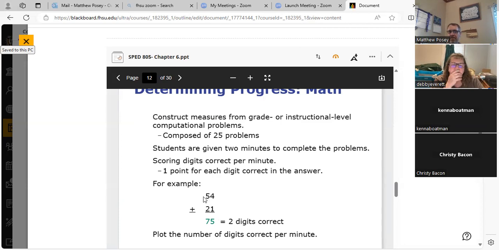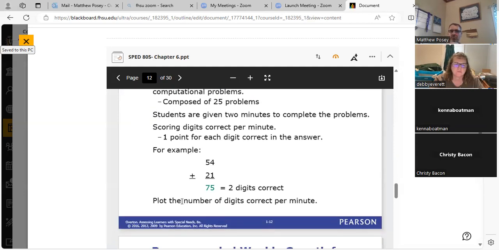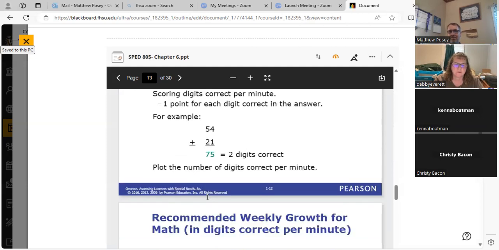So here you see 2-digit numbers plus 2-digit numbers. So 54 and 21. The answer is 75. So they got 2 digits correct. That's what we mean by scoring digits correct and not necessarily correct answers. That makes sense? So then you can plot the number of digits correct per minute on your graph if you want to do a CBM of math.